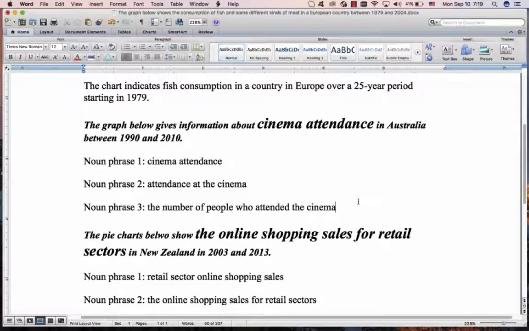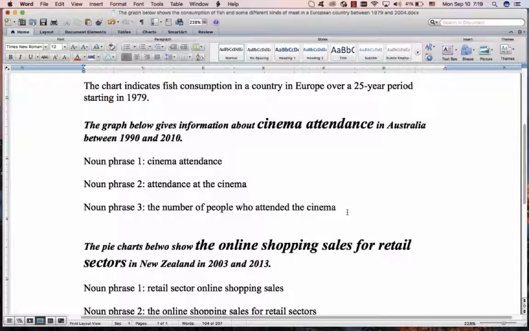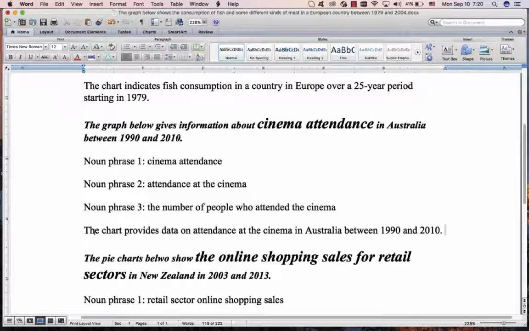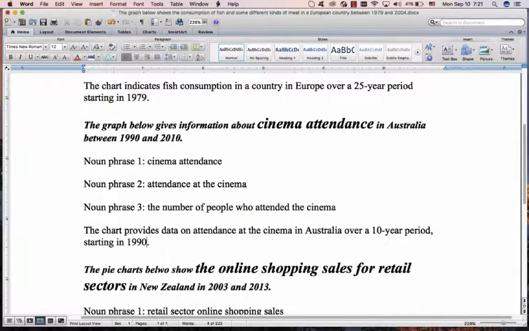Alright, let's quickly do the last ones. Pause the video, I'm not going to go through it, I'll just show you what it is. Okay, the chart, the graph provides, gives data on, information about. Noun phrase 1 becomes noun phrase 2. In Australia between 1990 and 2010. Okay, let's do this. Right, that's better.